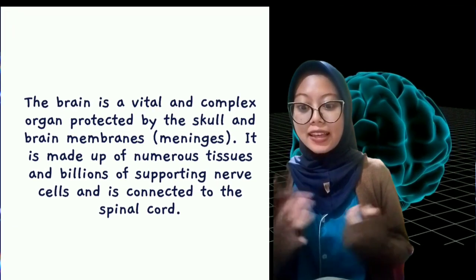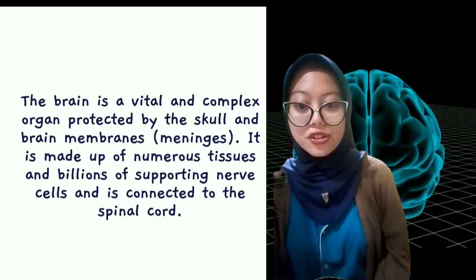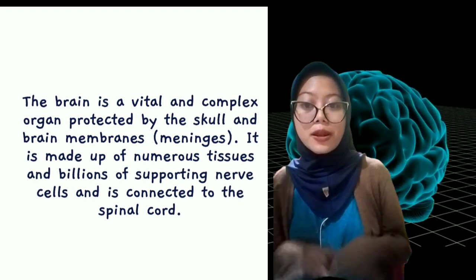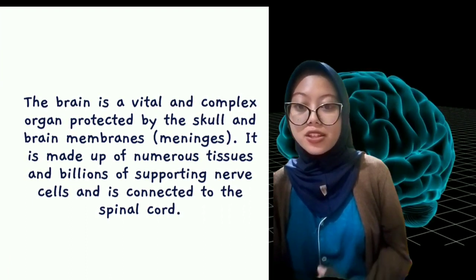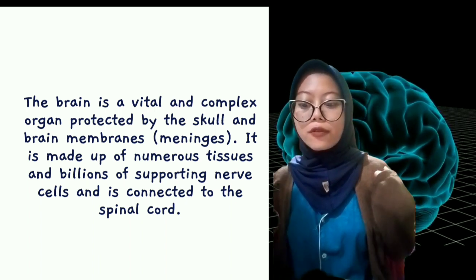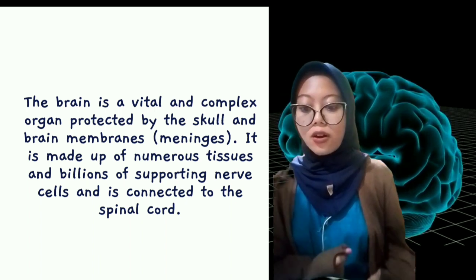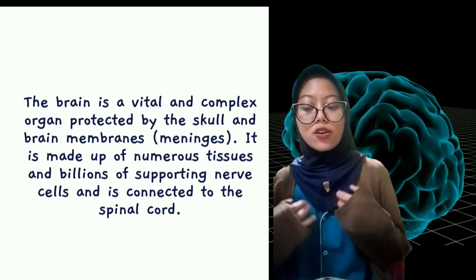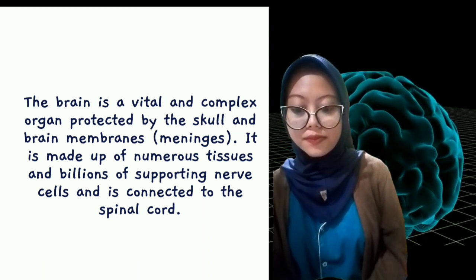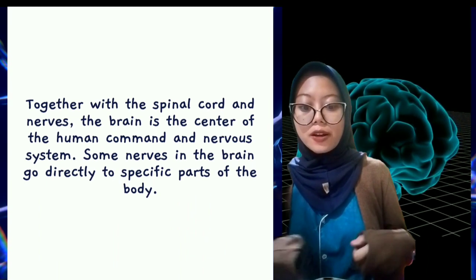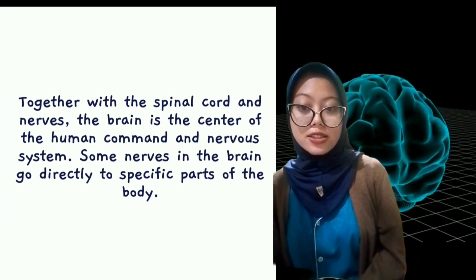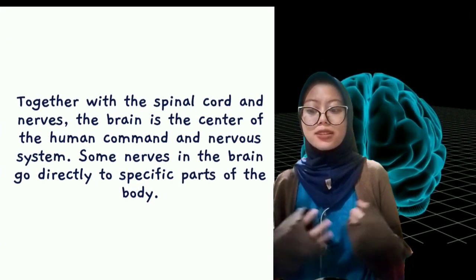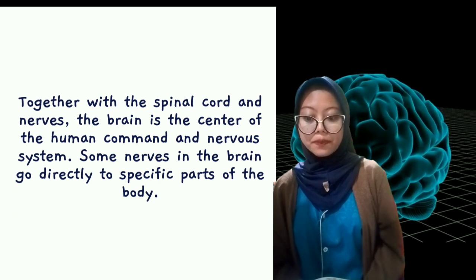The brain is a vital and complex organ protected by the skull and brain membranes, the meninges. It is made up of numerous tissues and billions of supporting nerve cells and is connected to the spinal cord. Together with the spinal cord and nerves, the brain is the center of the human body and the nervous system.